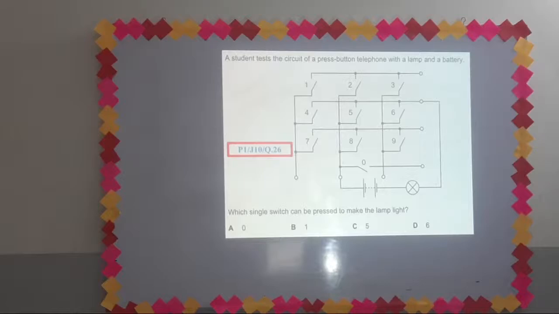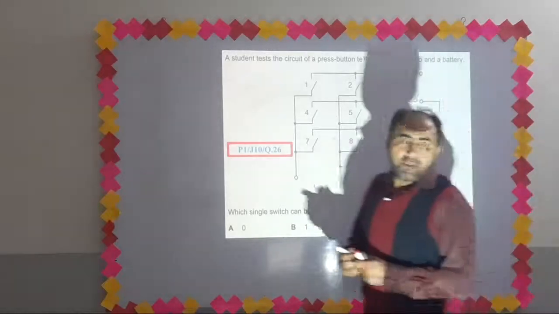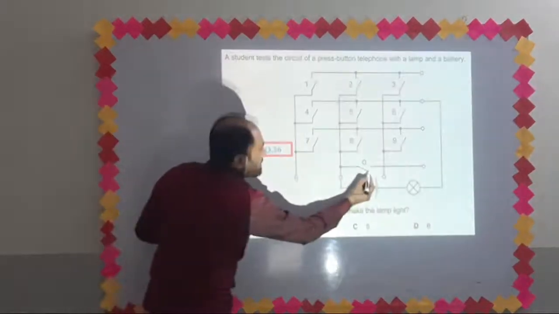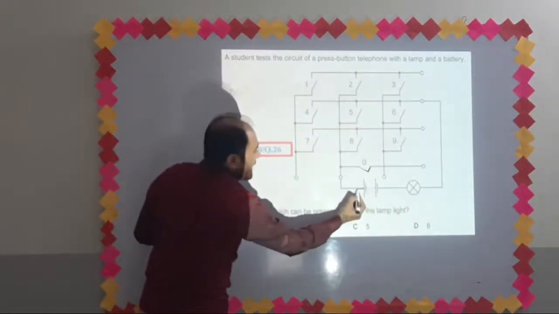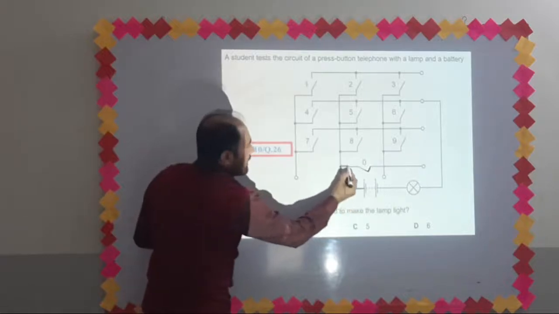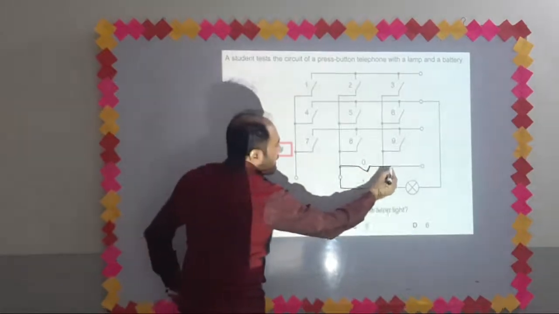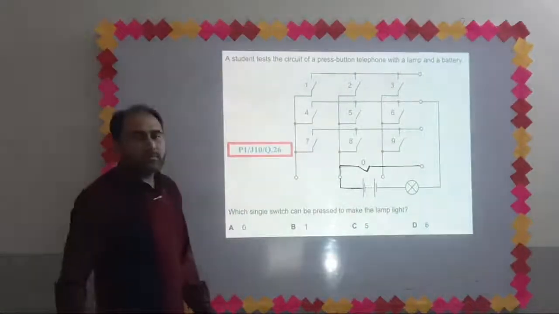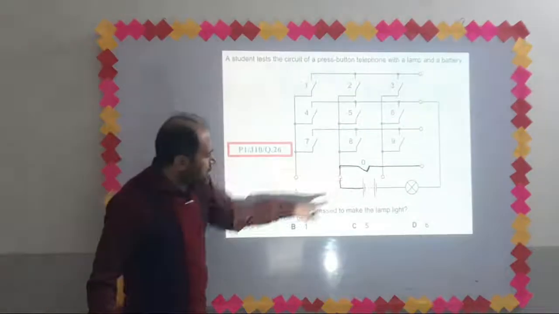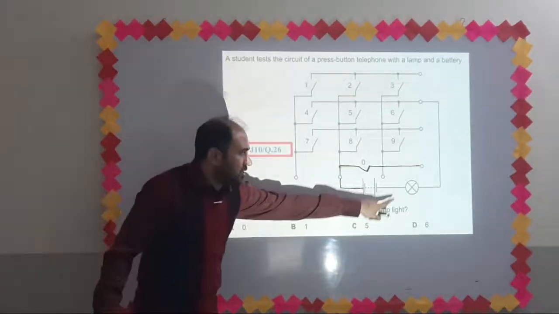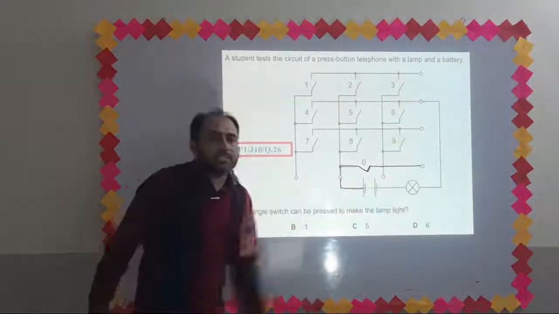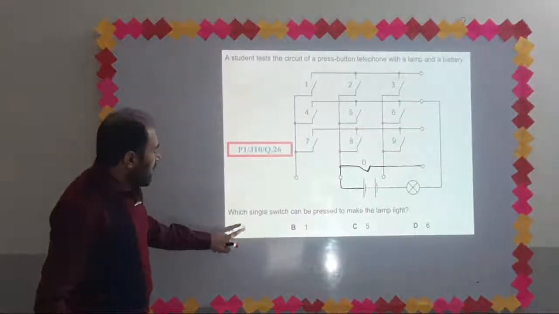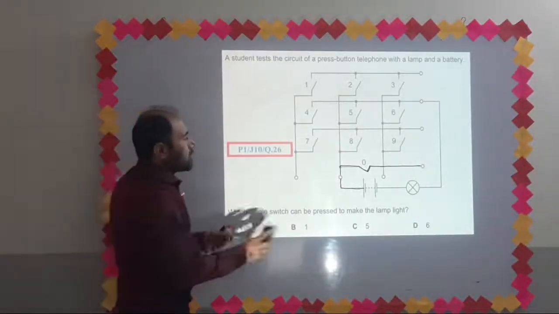Have a look at all of these one by one. Look here. If I close switch 0, the current will flow from here and here. The bulb will not be lighted up. You have to close any one of these switches in order to glow this bulb. So this bulb cannot be on with the help of switch 0.